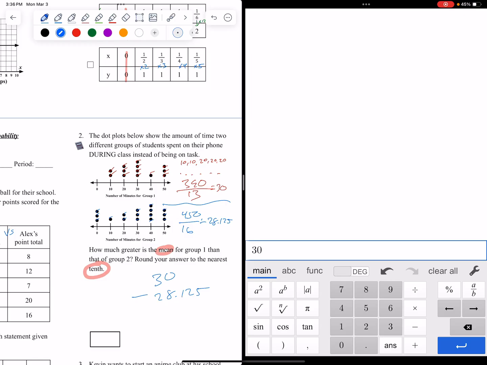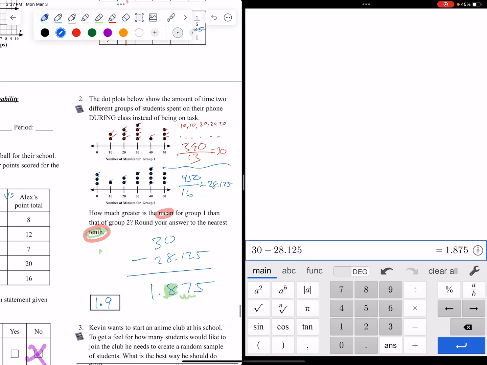So 30 minus 28.125, and I get a total of 1.875, but I got to round to the nearest tenth. So I got to round to that one, which means I got to check the 7. And because that one is bigger, or 5 or bigger, that means I got to round to 1.9.